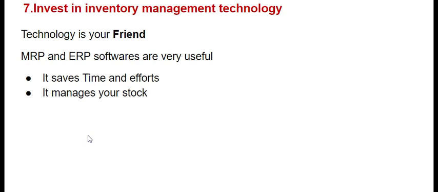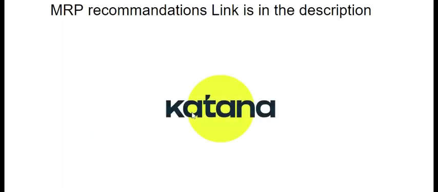It saves time and effort, it manages your stock and it will understand what you need. It will tell you, okay, you need 5 parts. We will use 5 parts by next week, so you need to order in advance. So all those parts are important to manage your inventory. I would recommend the Katana MRP system. I have used that so far. It has excellent user-friendly report creation, and it will manage your inventory by creating the internal barcode, and it also connects with the external barcode as well.